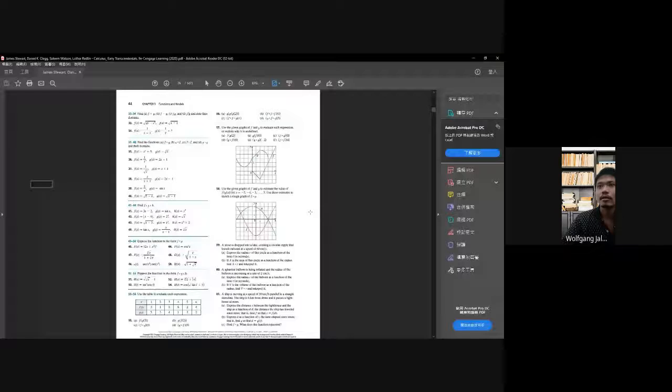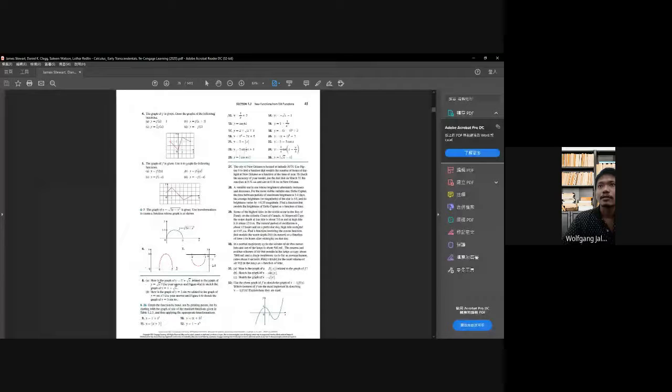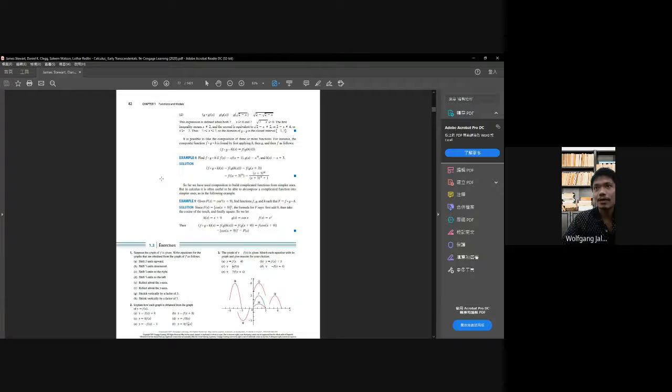Another difference is, as you can see here, we have something that looks like this. So you can see that we have a lot of piecewise linear examples.